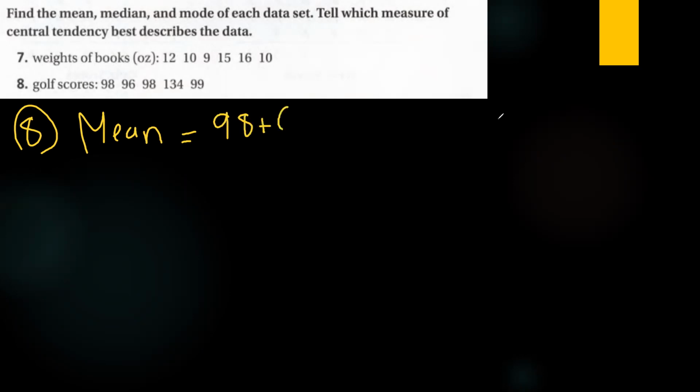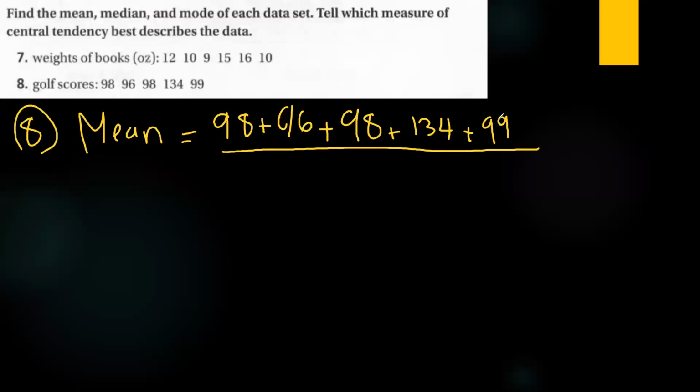98 plus 96 plus 98 plus 134 plus 99, over 5. So now, equals 525 over 5, which is 105. Okay, so this is now the mean.